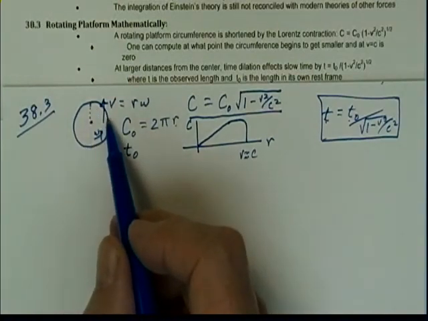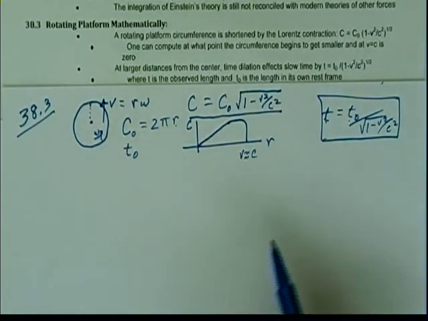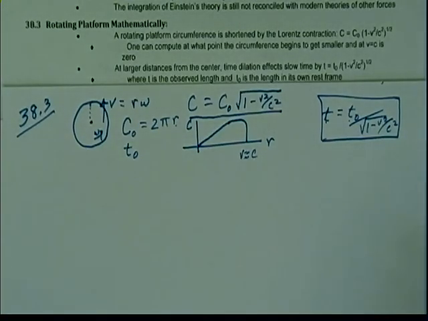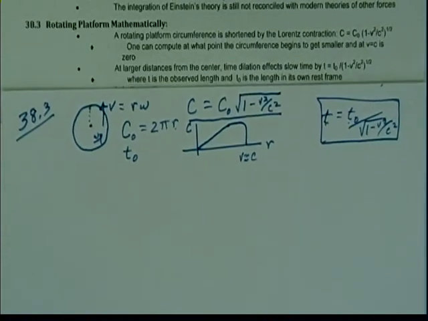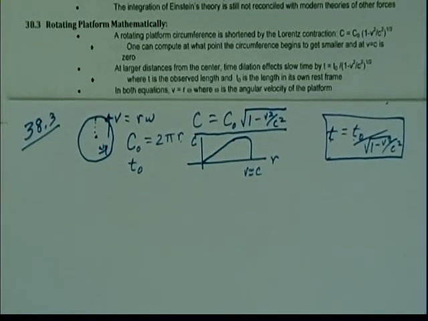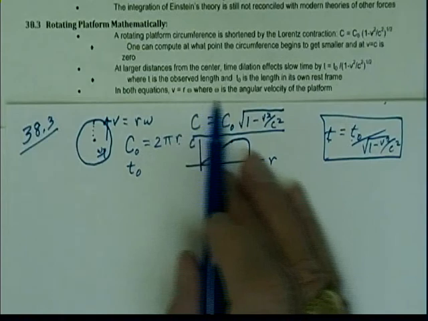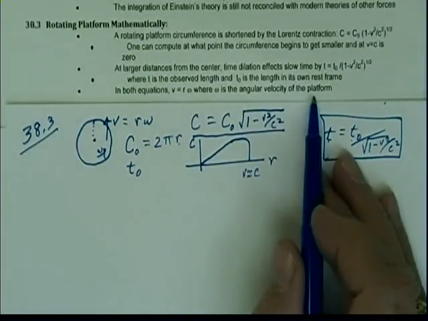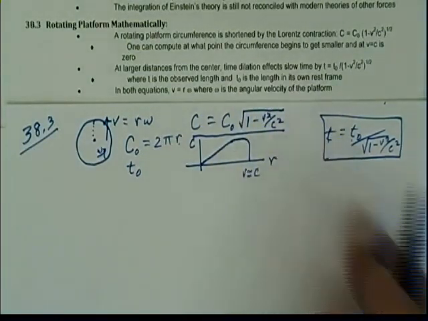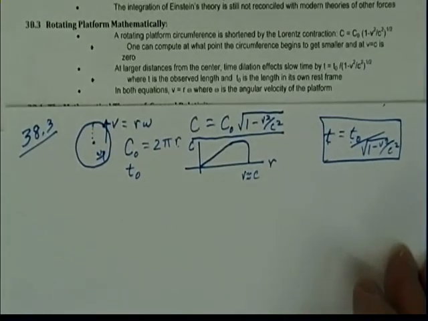People could go out there and live what they thought would be for 5 or 10 minutes. If they came back, their relatives near the center of the circle would have aged by several generations. Their friends and so forth already dead, and their children even dead. Well, in both of these equations, the velocity is r omega, where omega is the angular velocity of the platform.